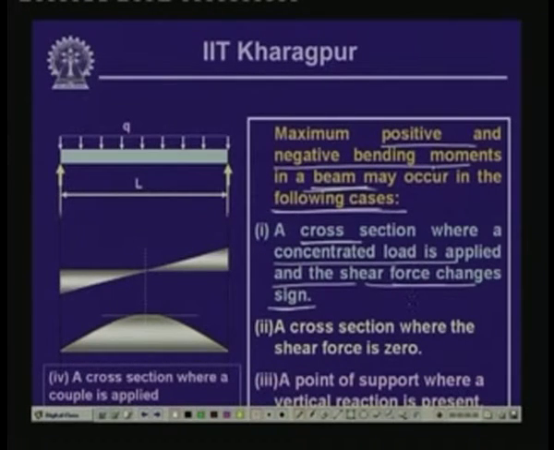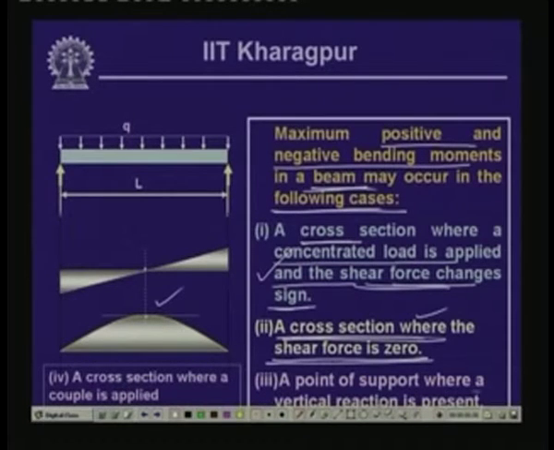Also, it is expected that the maximum bending moment occurs at that particular point. Also, maximum bending moment occurs at a point or a section where the shear force is 0. Wherever the shear force is 0, we expect that the bending moment there is the maximum.